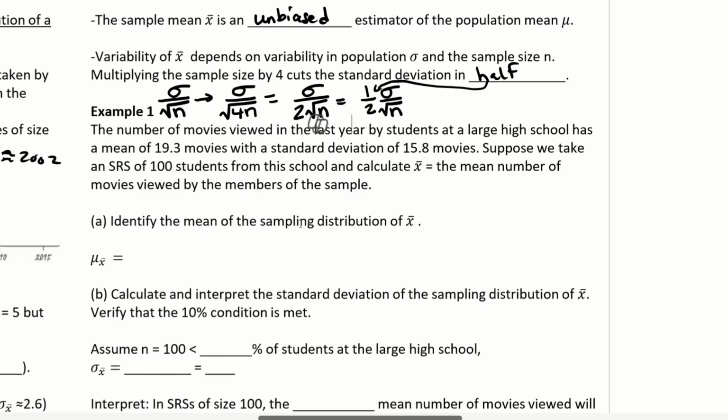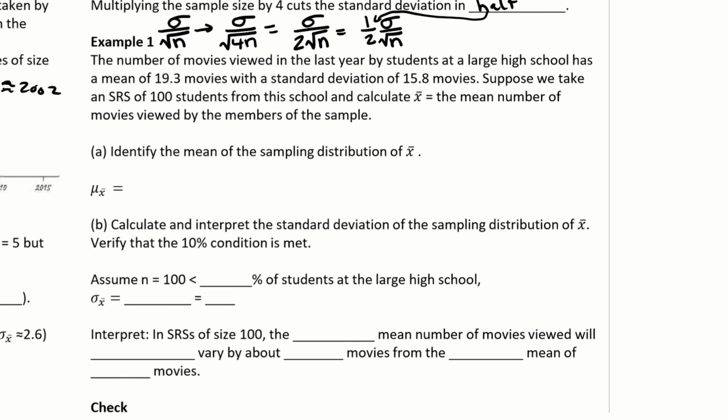All right, so example 1. The number of movies viewed in the last year by students at a large high school has a mean of 19.3 movies with a standard deviation of 15.8 movies. Suppose we take a random sample of 100 students from the school and calculate x bar, the mean number of movies viewed by the members of the sample. Identify the mean of the sampling distribution. Remember we said that it's an unbiased estimator, so the mu of the statistic x bar is equal to the parameter, which is the population mean mu. So they're identical, which means it's going to be 19.3 movies, right?